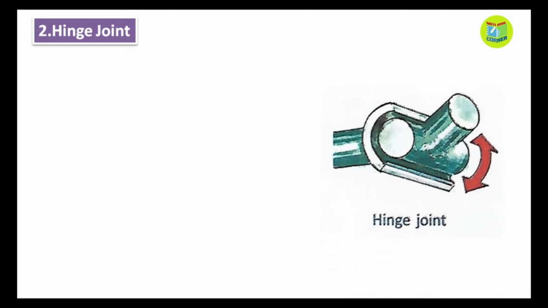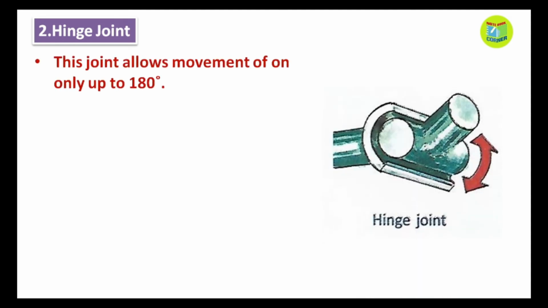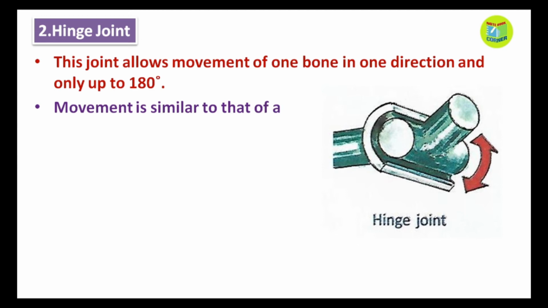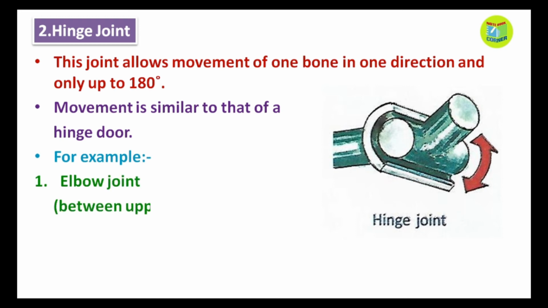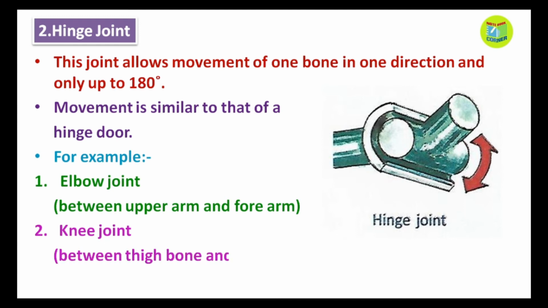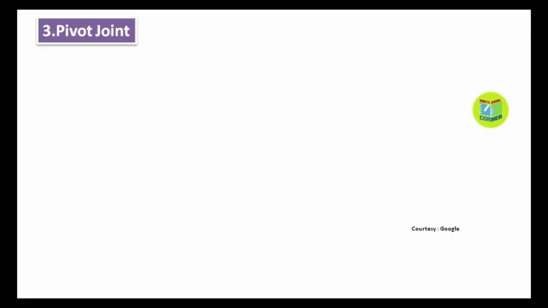The second one is the hinge joint. This joint allows movement of one bone in one direction and only up to 180 degree. The movement of bone on hinge joint is similar to that of a hinge door. For example, elbow joint between upper arm and forearm, and knee joint between thigh bone and lower leg are hinge joints.